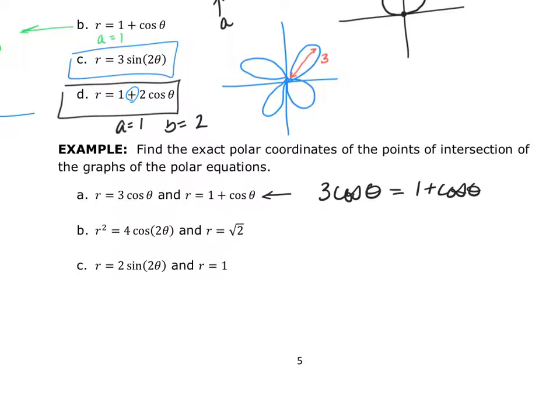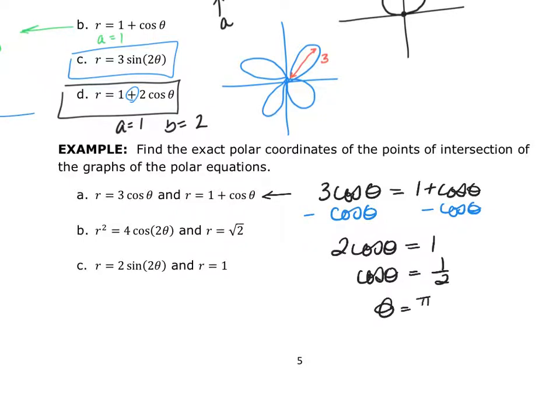I have cosines on both sides, so I'm going to subtract cosine theta from both sides, so they get on one side. And so I have 2 cosine theta is equal to 1. The cosine theta is equal to 1/2. So I look on my unit circle to see where the cosine theta is equal to 1/2. Cosine theta is equal to 1/2 at pi over 3 plus 2 pi k, and when theta is equal to 5 pi over 3 plus 2 pi k. So that's my two solutions.